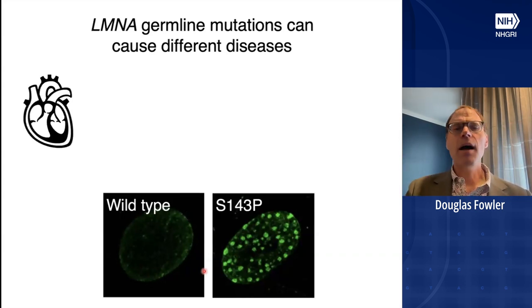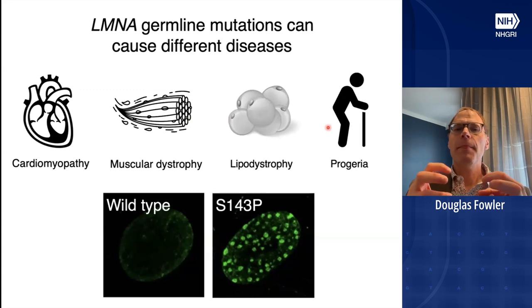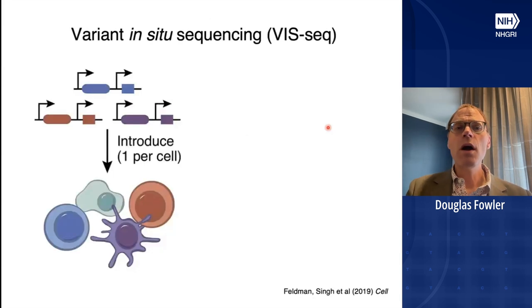And so variants in lamin A can cause heart disease, a type of heart disease called cardiomyopathy, but also muscular dystrophy, a fat wasting disease called lipodystrophy, and a really interesting premature aging syndrome called progeria. And so one of the things that my lab is really interested in is how can variants in this one gene cause these four different diseases? And does that have anything to do with the way that the lamin A protein functions in the nucleus?